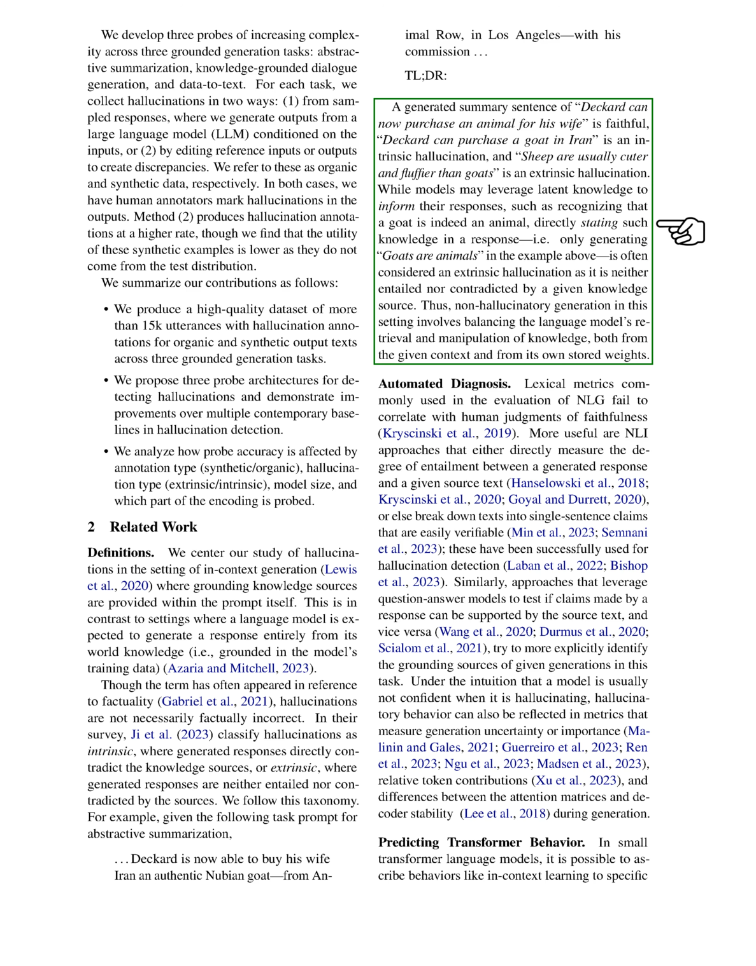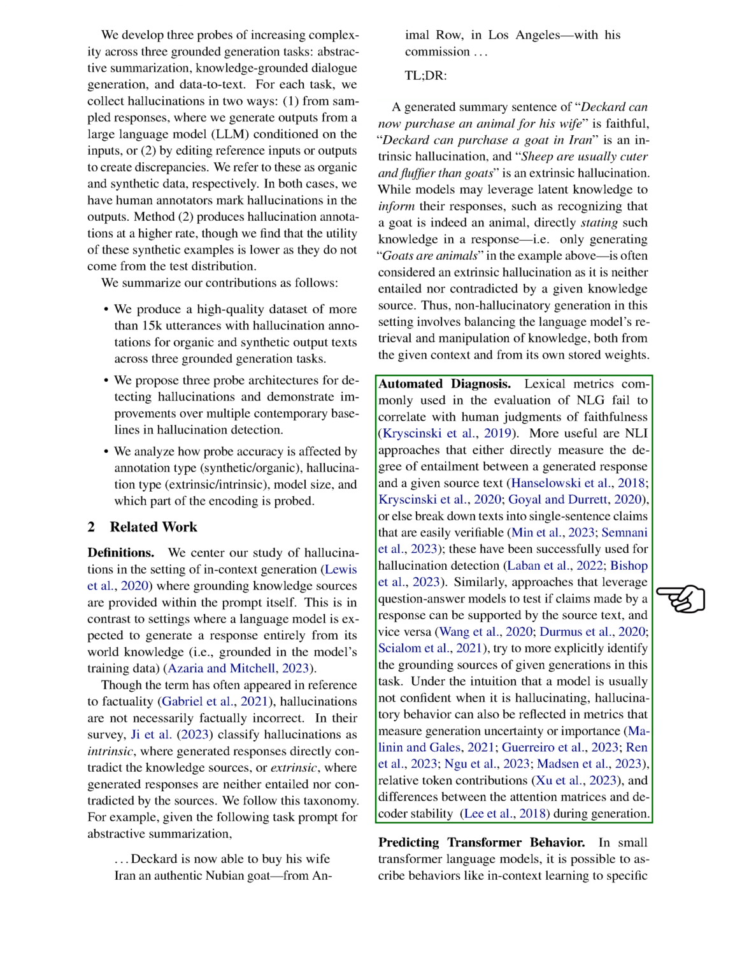Lexical metrics commonly used in the evaluation of natural language generation, NLG, often fail to correlate with human judgments of faithfulness. More useful are natural language inference, NLI, approaches that either directly measure the degree of entailment between a generated response and a given source text, or else break down texts into single-sentence claims that are easily verifiable. These have been successfully used for hallucination detection. Similarly, approaches that leverage question-answer models to test if claims made by a response can be supported by the source text, and vice versa, try to more explicitly identify the grounding sources of given generations in this task.